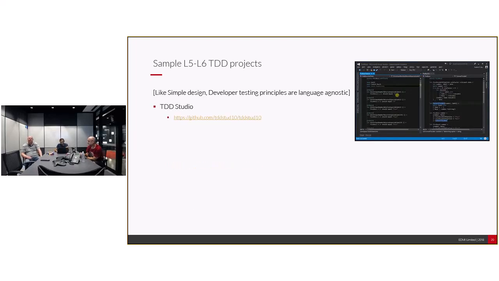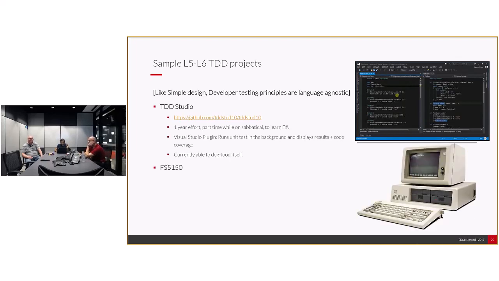So an example is, you guys can go to this GitHub page. This is a 1 year effort, part-time, while on sabbatical, and the purpose was just to learn F#. It's a Visual Studio plugin that essentially does live unit testing. It's a cheap knockoff of live unit testing, and this is before live unit testing. And it is at the stage where it can dog food itself. You can do TDD on TDD Studio using TDD Studio. So hopefully your partial didn't crash on that. So this is an example.